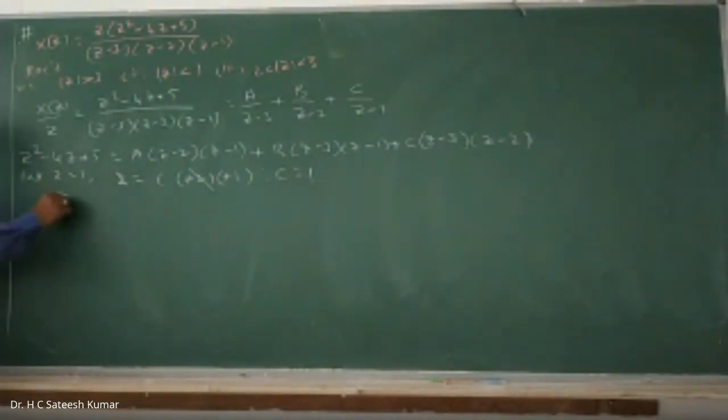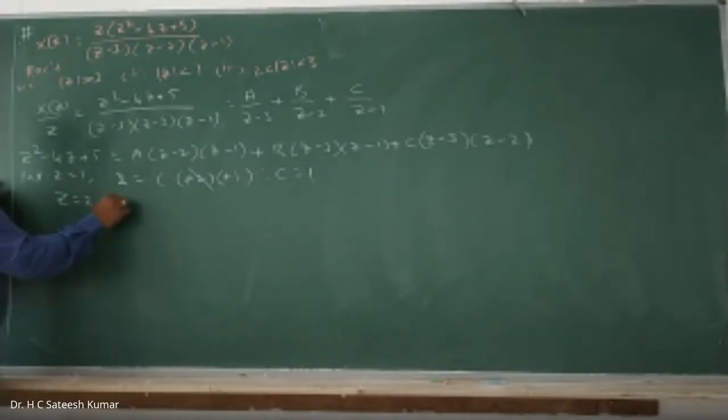Put z is equal to 2. 2 square is 4. 4 plus 5 is 9. 2 into 4 is minus 8. Minus 8 plus 9 is what? 1. So therefore, 1 is equal to 2 means this also becomes 0.